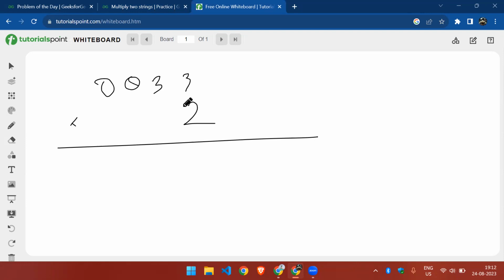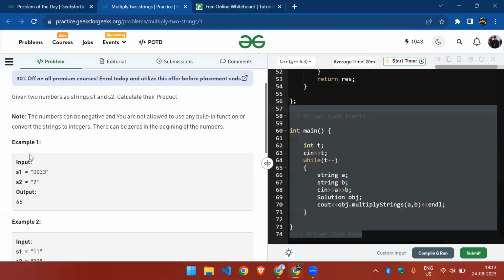So what do we do in multiplication? We have to follow the basic multiplication, right? Else there is no way we can solve this. So 2 multiplied by 3 is 6, and this 2 multiplied with 3 is 6 as well, and the rest is zeros, right? So we have to return the answer by skipping these zeros. We don't have to consider the initial zeros, okay?